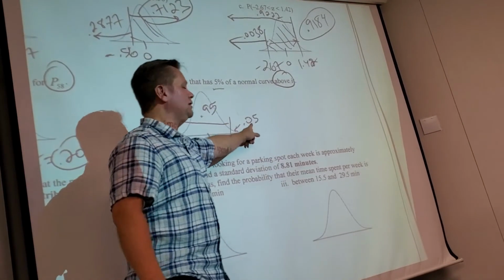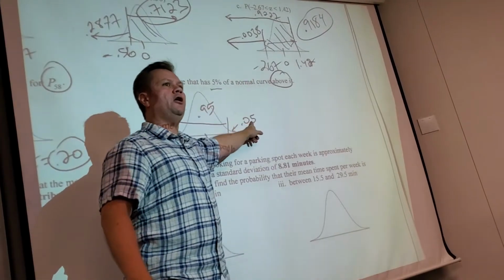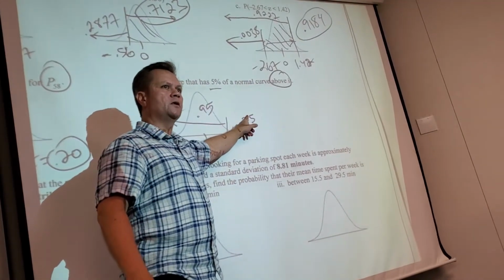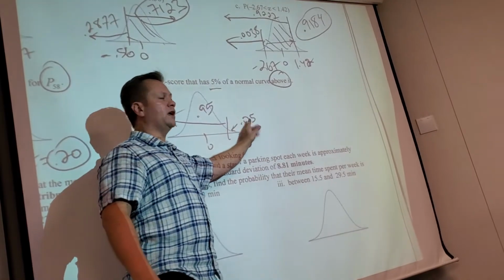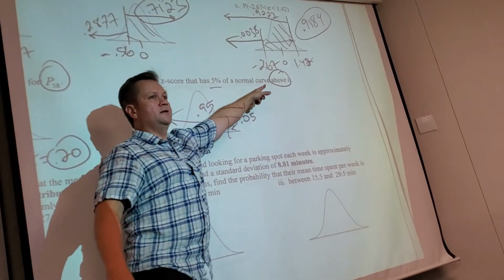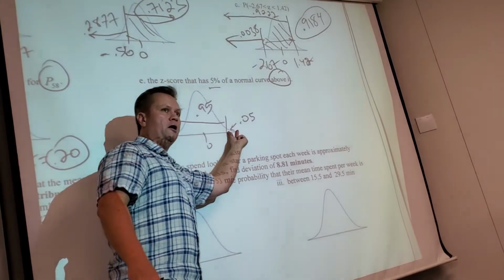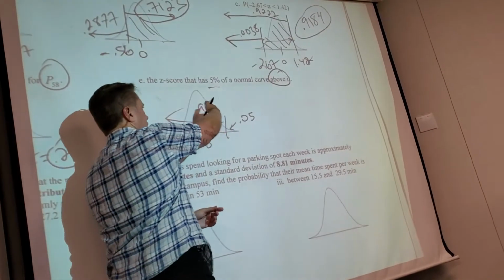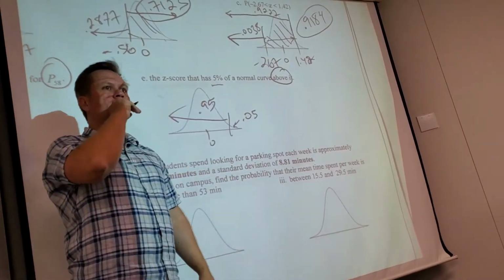But this is not a z-score. This is an area. This is a percentage. It only has 5% above it. That's what that says. So it's got to be a very small area, 5%. And the rest of this area is 95%.